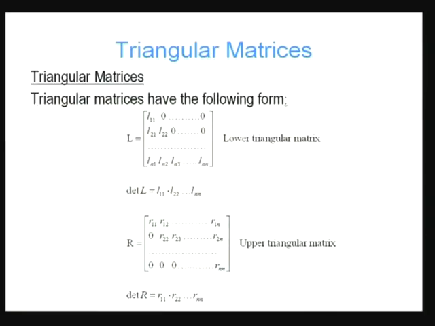But both upper and lower triangular matrices share a common property, which is that the determinant of such matrices is given by the product of their diagonal terms. So, for the lower triangular matrix, the determinant of L is equal to L11 times L22 times up to Lnn. Similarly, for the upper triangular matrix, the determinant of R is given by R11 times R22 times up to Rnn.